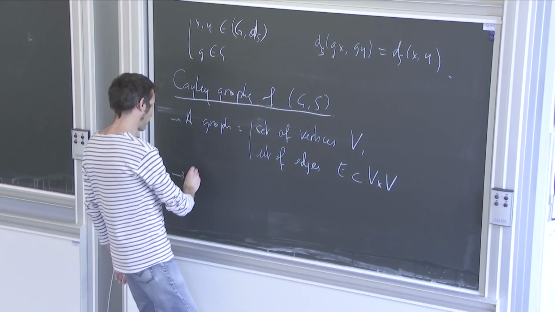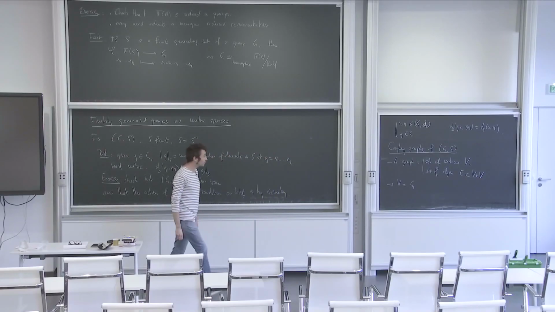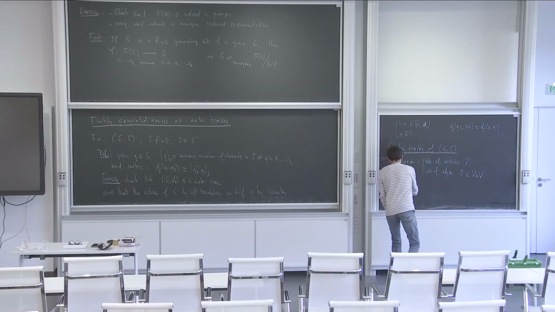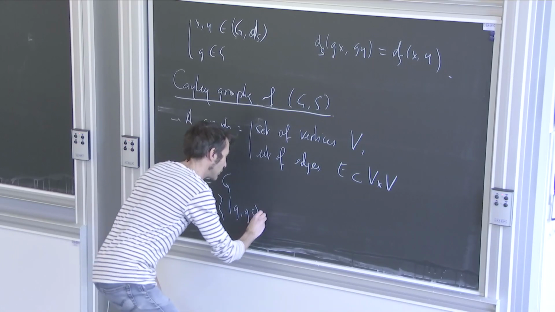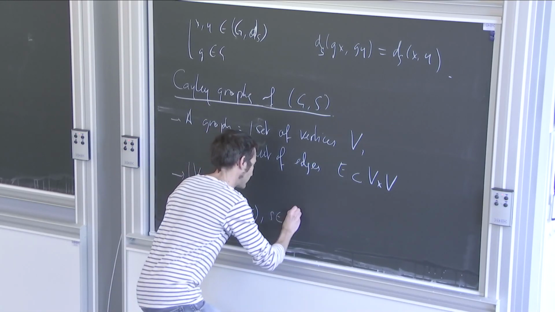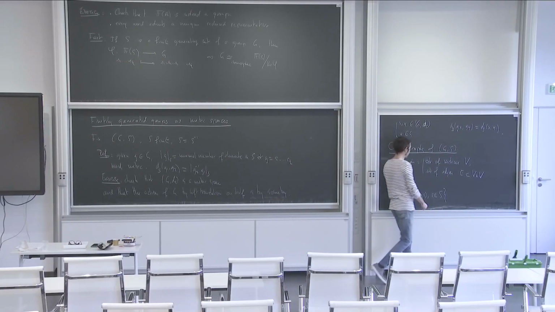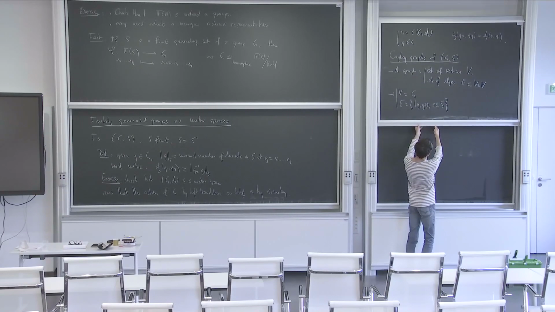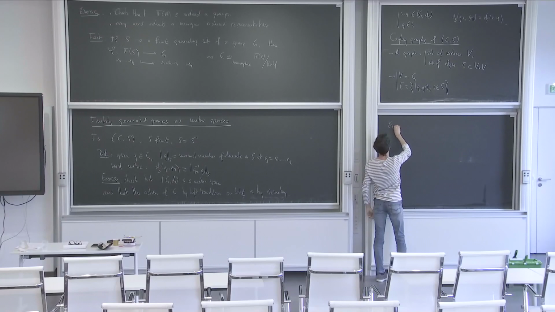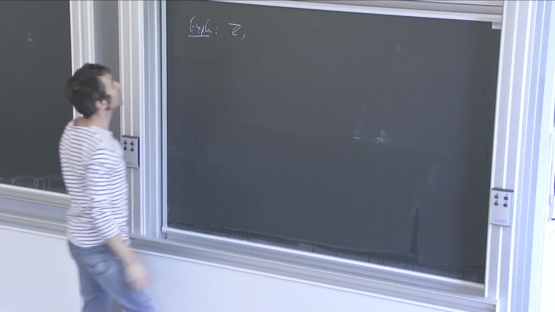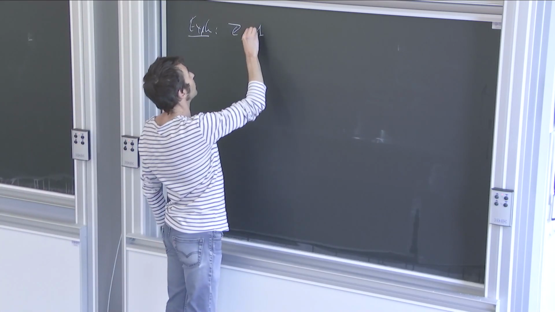Okay, so here, how do I define the Cayley graph? So for G, the set of vertices will be the whole group, G, and I will put an edge between two elements if they differ on the right by an element of my generating set. Okay. And so let me give an example of that. So for instance, the simplest example is the set of integers. So I assume that I have a generator plus and minus 1.